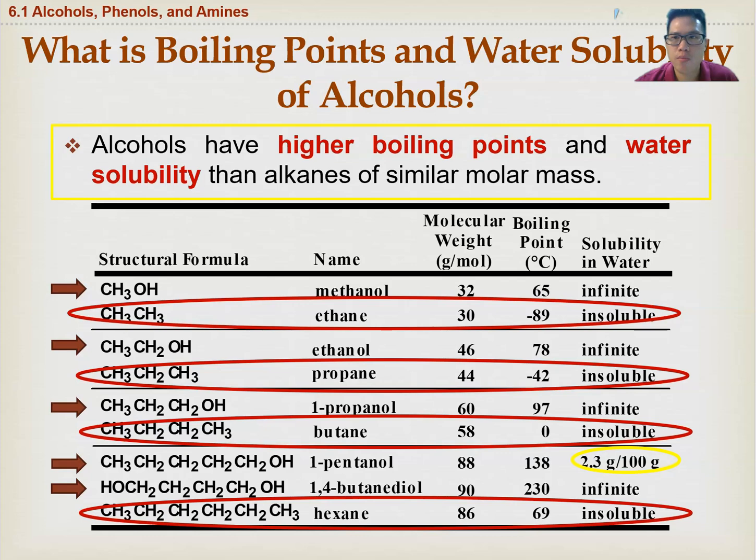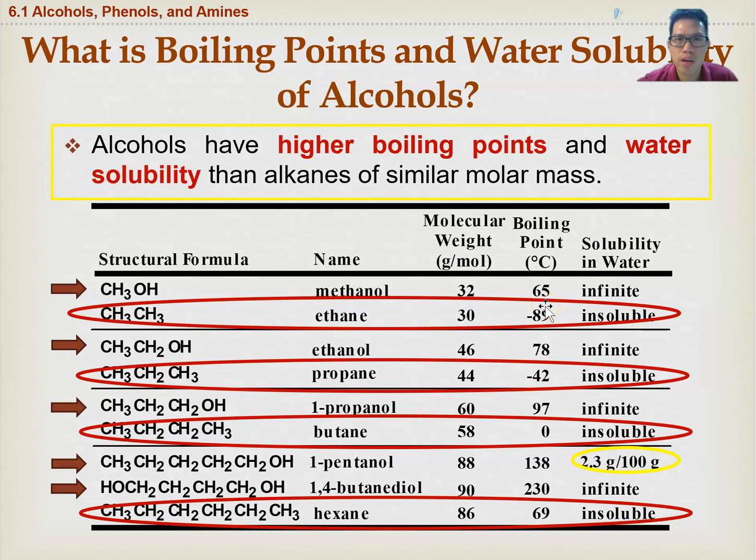Looking at the physical properties, usually we talk about boiling point, melting point, and solubility in water. You can see that the boiling points are relatively higher compared to alkanes of similar molecular weights. If you compare these two, one is methanol, the alcohol, and one is a non-polar alkane, you can see there's a big difference in the boiling point. The molecular weights are very similar, but the methanol has a higher boiling point.